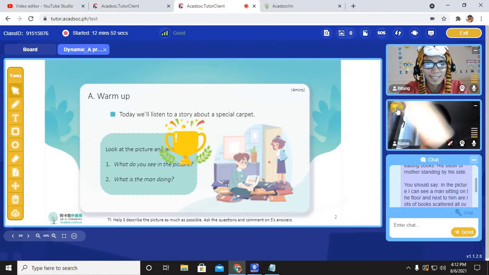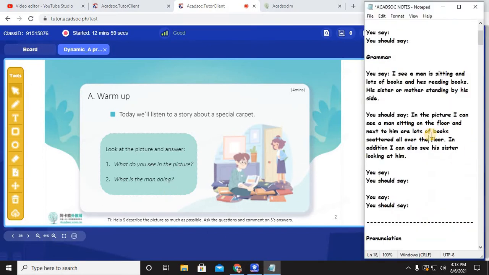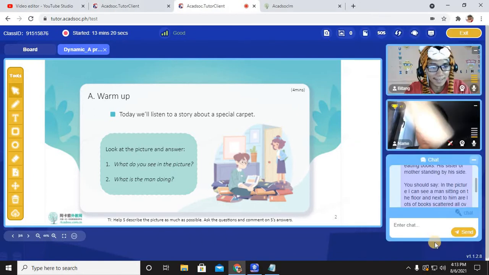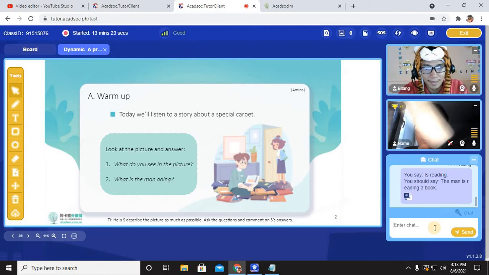You got a trophy. Okay, next, what is the man doing? Is reading. He is reading a book. Okay, please say, the man is reading a book. What is the man doing? You will say, the man is reading a book. All right, very good, Mike.